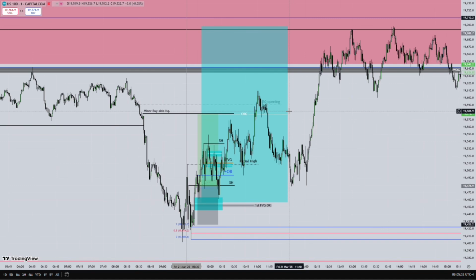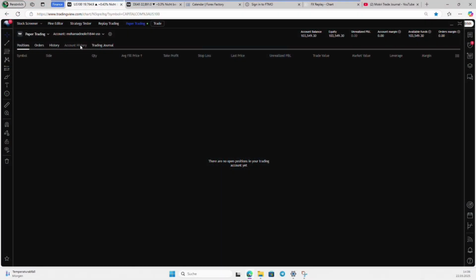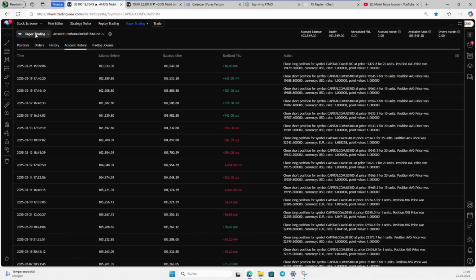In this case, I've marked both of them out, and we have this huge down opening range gap, which price eventually traded to the consequent encroachment, the 50% level of it, and took out the minor buy side liquidity and started trading lower during the lunch hour. So now let me actually show you guys the trade that I took at this point yesterday.